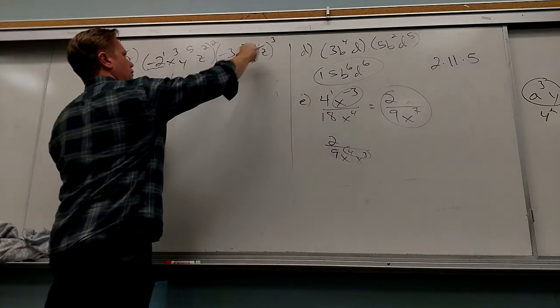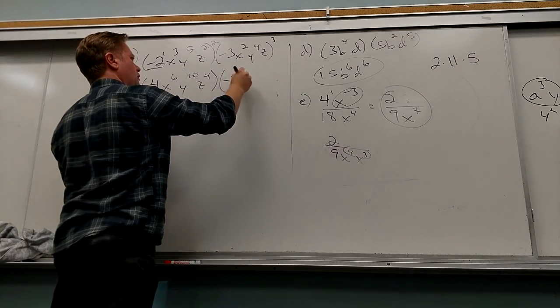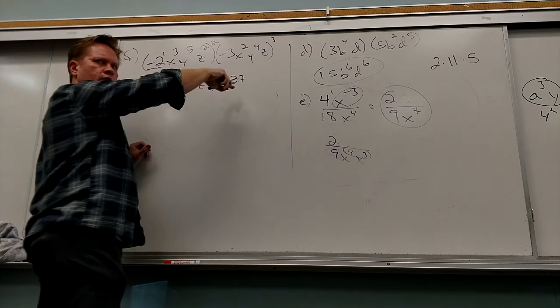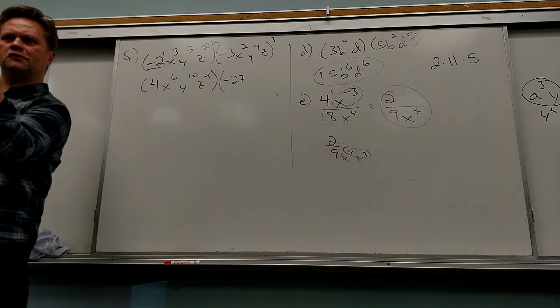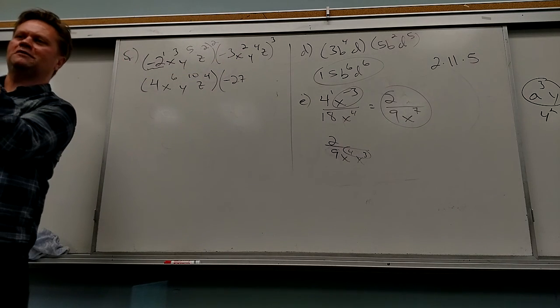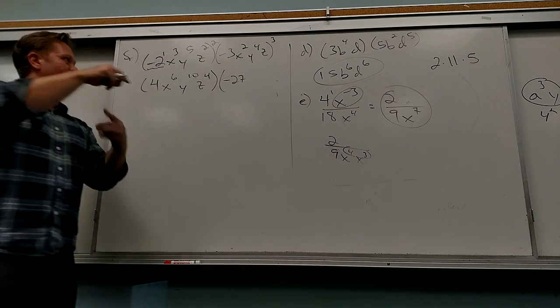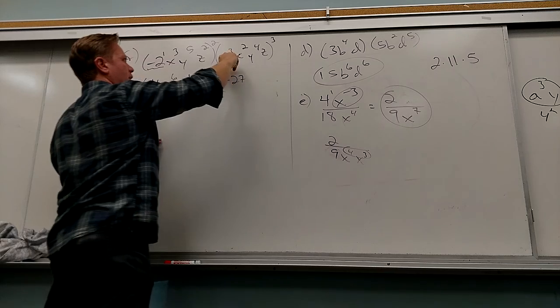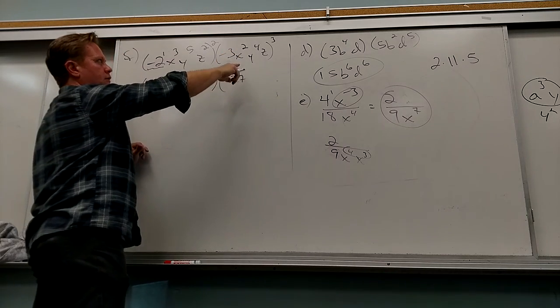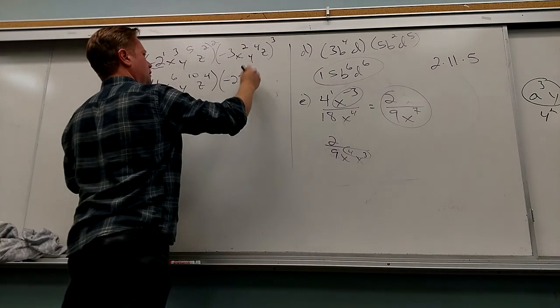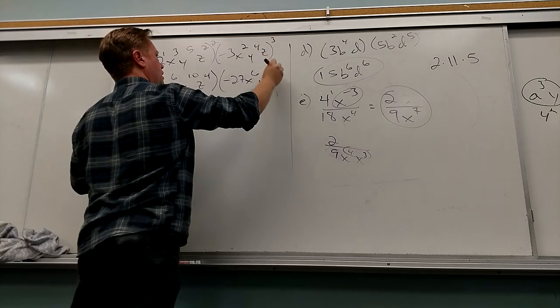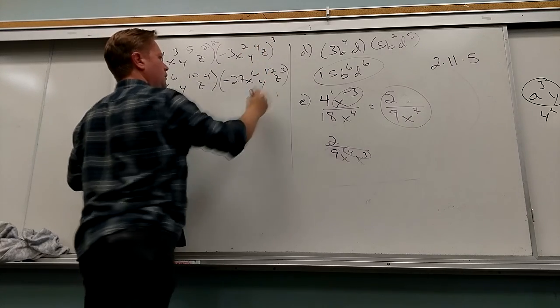And then here, of course, -3 cubed. Why does that come out negative? Because it's an odd number. Because there's 3 of them, and if 2 of them kill each other, then you have one. So any odd power on the negative comes out negative still. X to the 6, y to the 12, z to the 3rd.